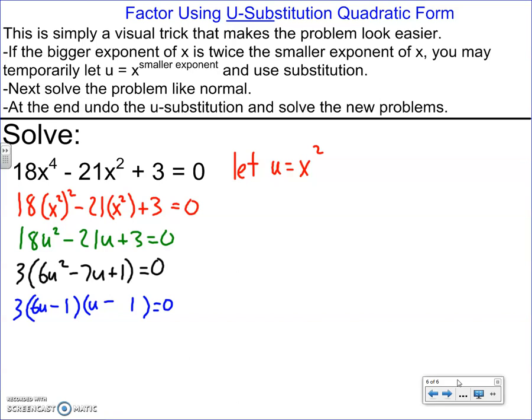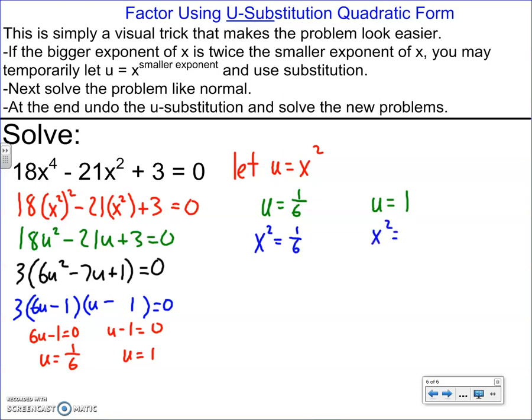So the first one, 6u minus 1 equals 0, and u minus 1 equals 0. Here I get u equals 1/6, and here I get u equals +1. So I found what u is. So u equals 1/6 and u equals 1. Now the problem wasn't about u, it was about x. So now I have to undo the u substitution. So u is actually x squared, so I'll put it back to x squared. So x squared equals 1/6, and x squared equals 1.